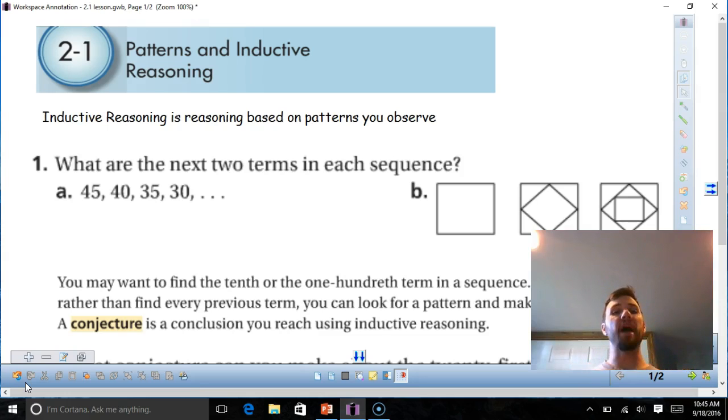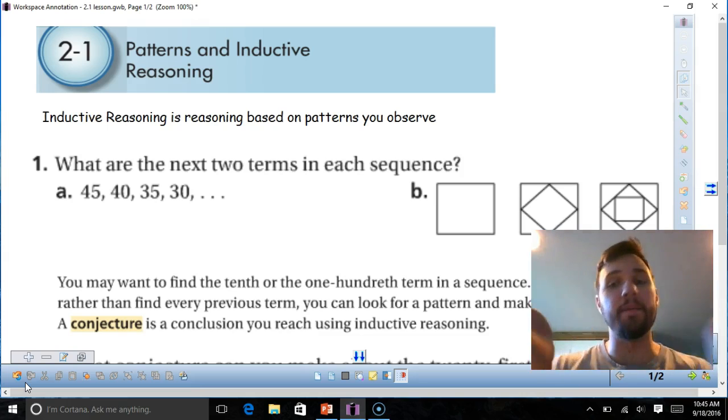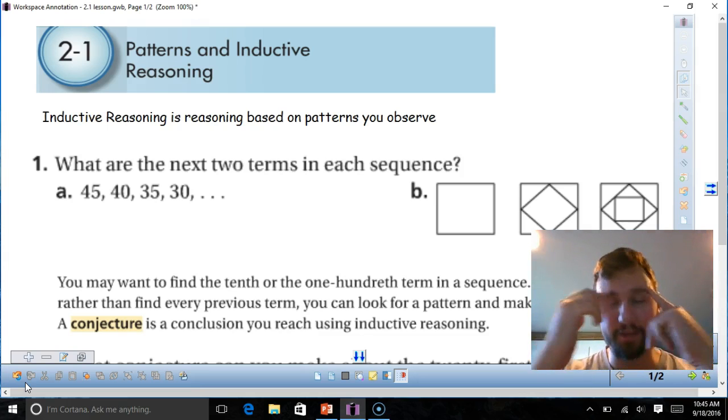Alright, today we're going to talk about patterns and inductive reasoning. What is inductive reasoning? Good question. Inductive reasoning is the reasoning behind patterns you observe. You see a pattern and you induce what the next one will be based on the previous ones. You do this all the time. You just don't call it inductive reasoning.